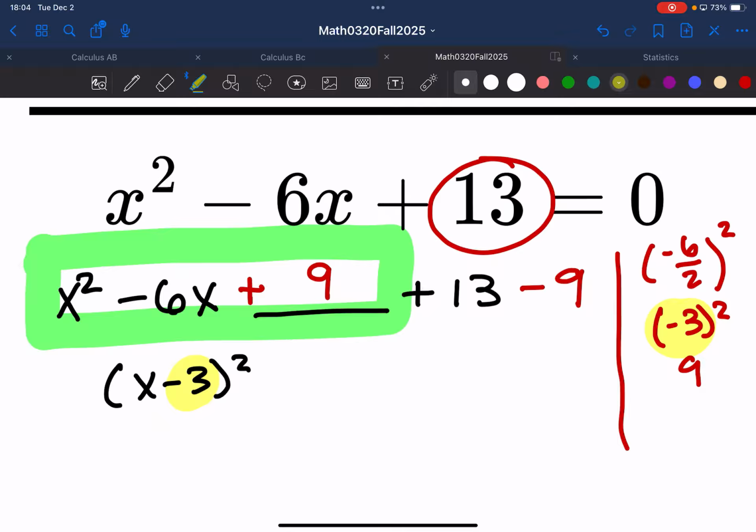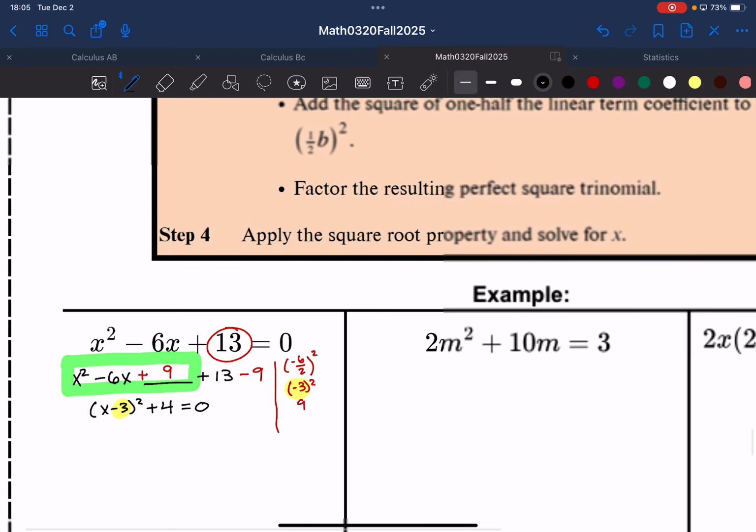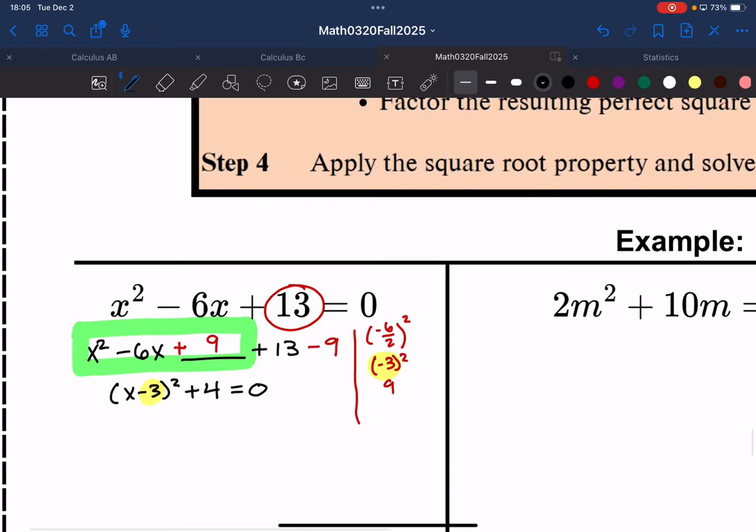Okay, so now notice that I simplified that green box. Now I can simplify the like terms on the outside, and I'm not getting the original problem anymore. I'm getting something that looks different, but it's just another way to write this quadratic equation. So I just simplified this part, 13 minus 9. What's 13 minus 9? 4. So I have plus 4 equals 0.